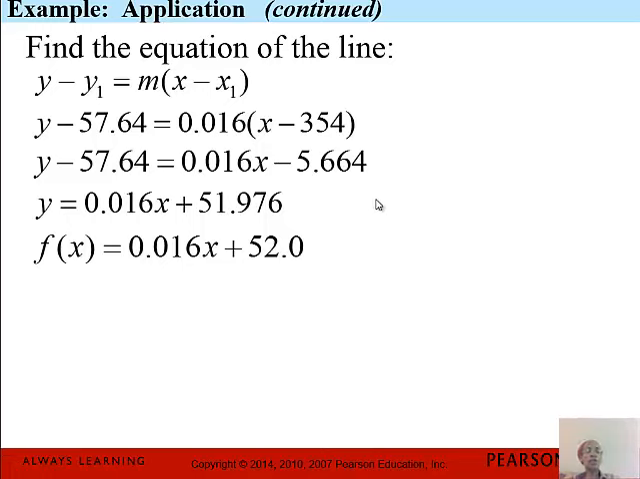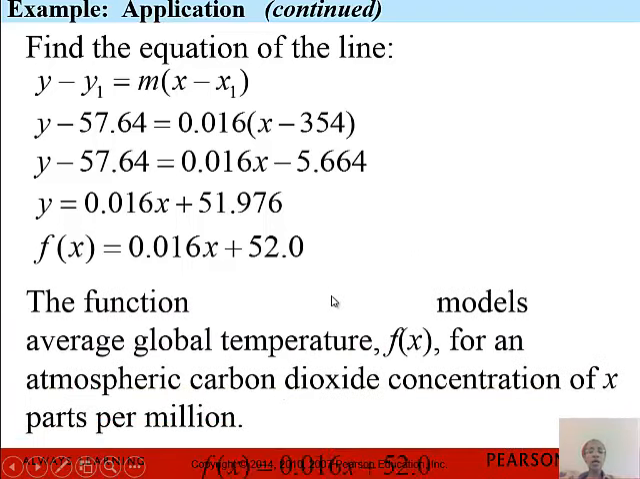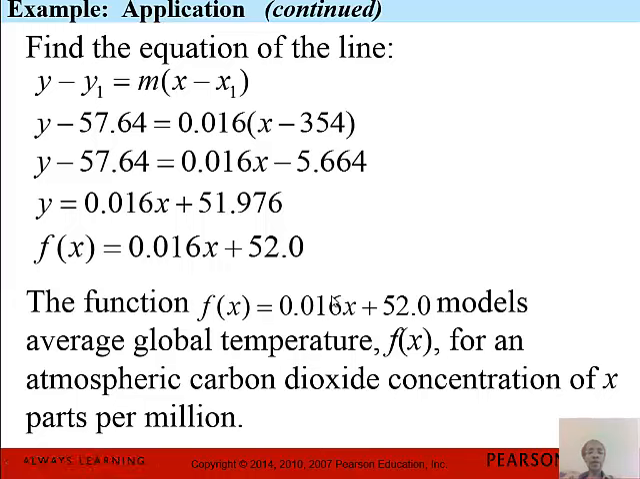So the linear function f of x is 0.016x plus, and we were told to round the y-intercept to 1 decimal place, so 51.976 rounds to 52.0. So this is the model of average global temperature, f of x, for an atmospheric carbon dioxide concentration of x parts per million.